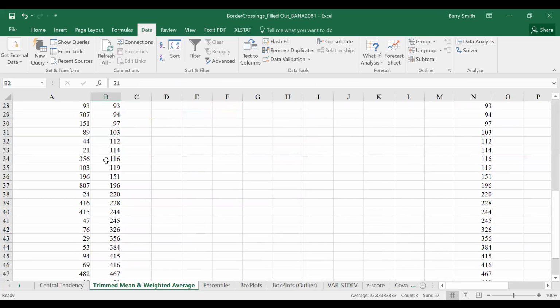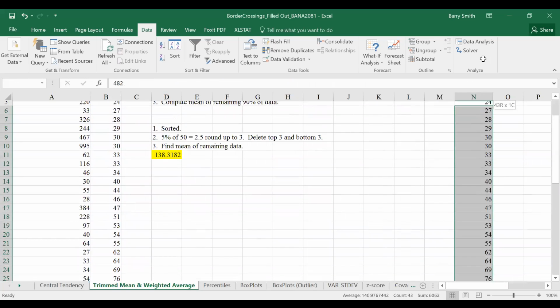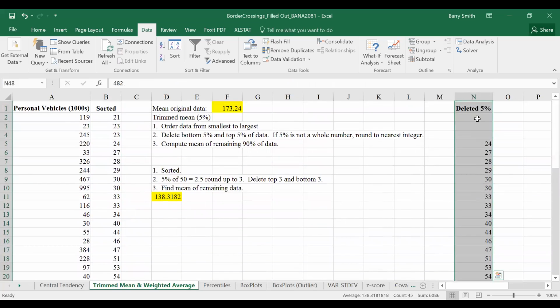So we're going to delete those 3, and we're going to delete those three. And that gives me this set of data. So basically, I've just copied the data over here and then deleted the top three and the bottom three. And then I'm going to find the mean of the rest of the data. Well, we already know the mean was 173.24 from the previous page. And now the mean of the trim data is 138.318. So we can see that when we trim 5% off, it really does change the mean values.